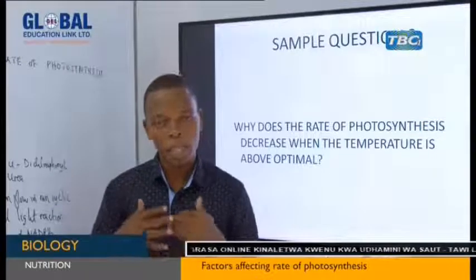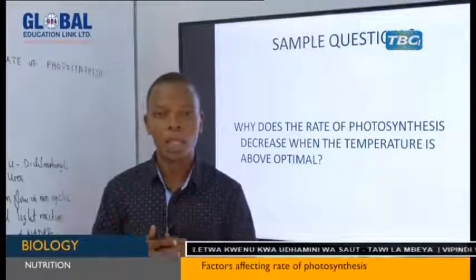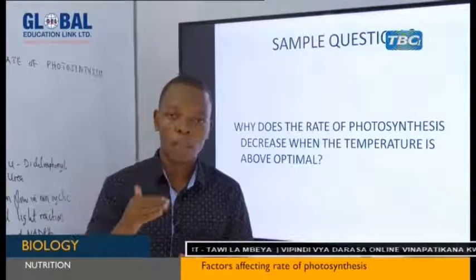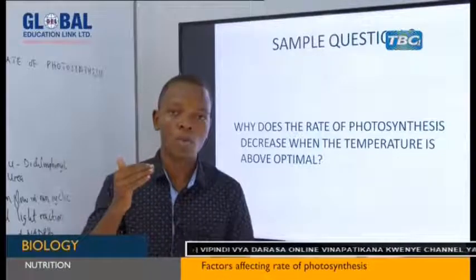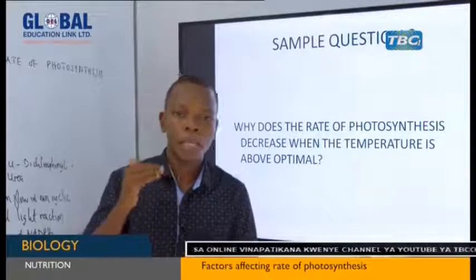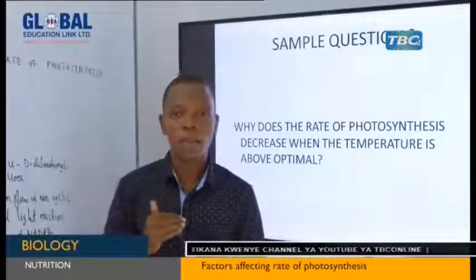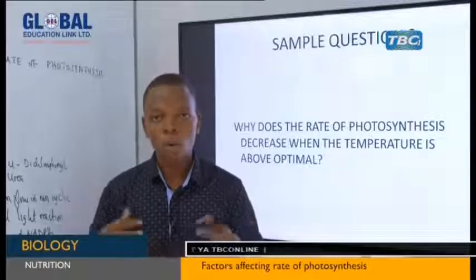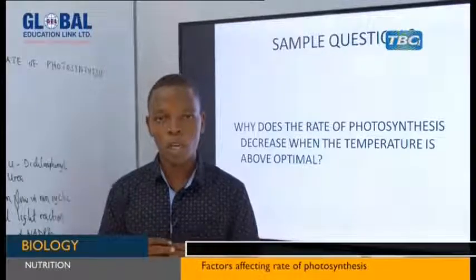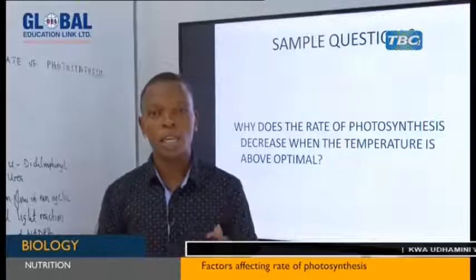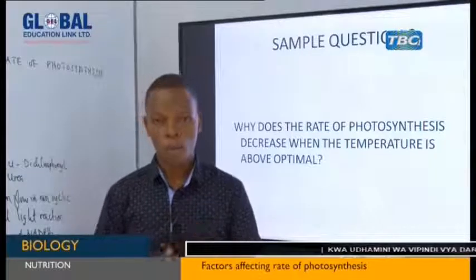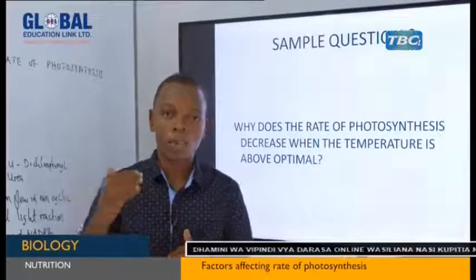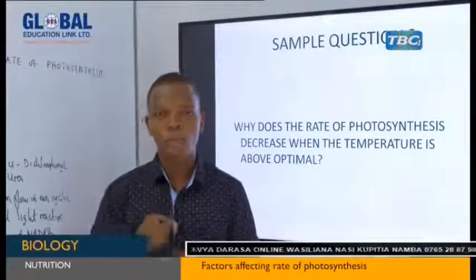Optimal temperature is the temperature at which the rate of photosynthesis is highest. Therefore, above this optimal temperature, the rate of photosynthesis tends to decrease. Why? The enzyme has been denatured. This denaturation of the enzymes results in a decrease in the rate of photosynthesis. Because once the three-dimensional shape of the protein molecules, which are the enzymes, is denatured, they cannot perform their normal function. Therefore, above the optimal temperature, the rate of photosynthesis decreases because of denaturation of the enzymes.